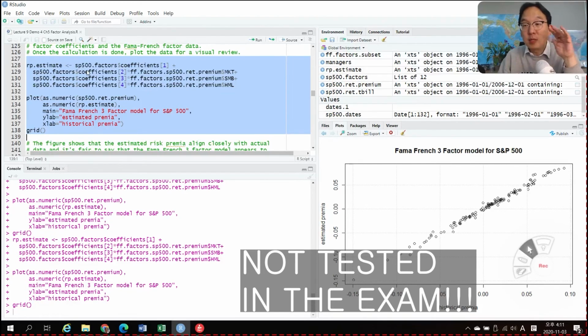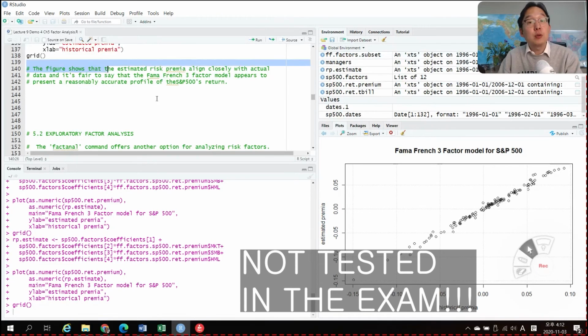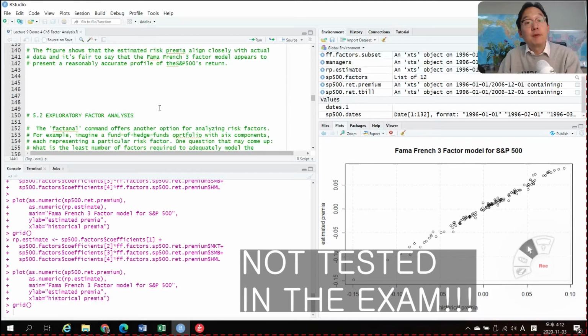with the respective risk premium, that factors, plus the alpha intercept is added. And then that's the estimate, and then you plot this estimate, RP estimate, against the return premium that you already have. So estimation versus historical premium, you do the scatter plot like this. It's almost the same, very closely aligned with each other. The figure shows that the estimated risk premia align closely with actual data. It's fair to say that the Fama French three-factor model appears to present a reasonably accurate profile of the S&P 500's return.